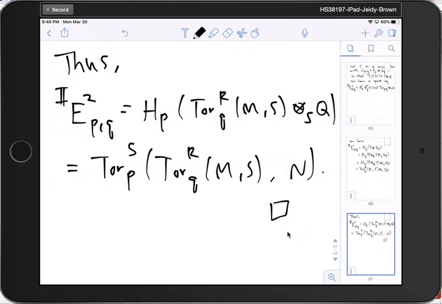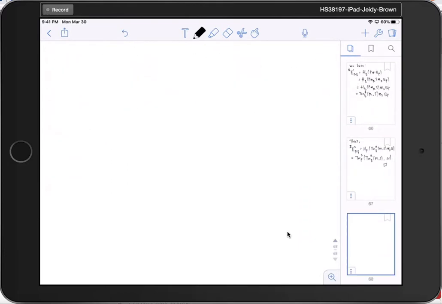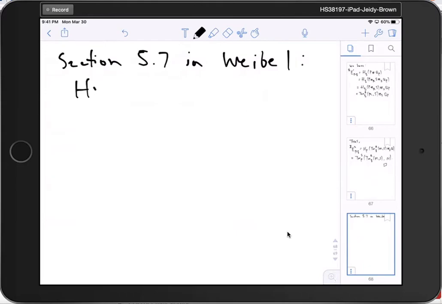Okay, so kind of a nice little result there using the spectral sequence associated to a bicomplex. Okay, so we're going to see a few other applications of spectral sequences, but before we do that, we need to develop a little bit more theory. So I'm going to move on to a different topic, which I think is section 5.7 in Weibel. So it's called hyperhomology and hypercohomology.